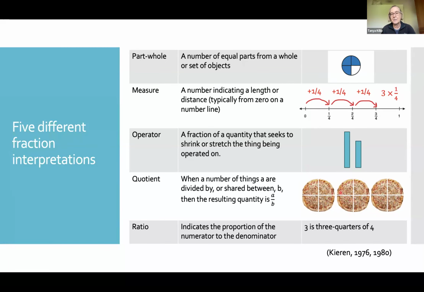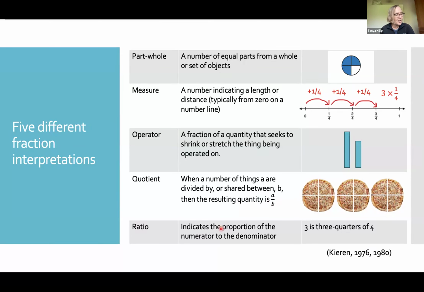So if you had your 3 items, in this case, they're pizzas, divided into 4, and then if you give one piece of each pizza to each person, then each person ends up with 3/4 of a pizza in total. Right, so that's the quotient interpretation.